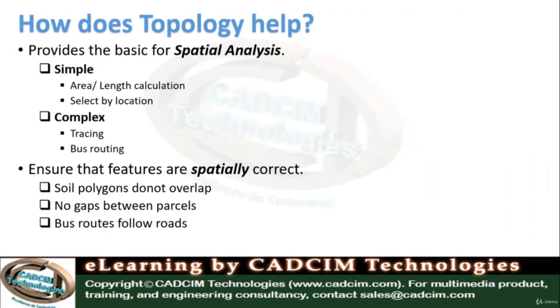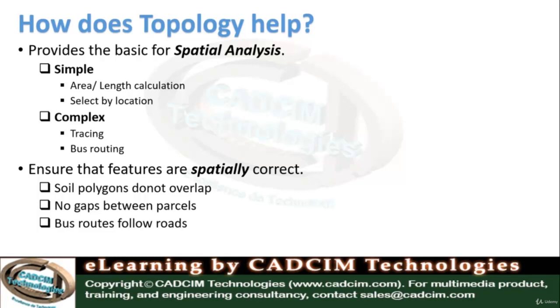Why in this world do we need topology? We need topology for a couple of big reasons. It provides the basic spatial analysis. So with GIS, we often want to know what feature is next to another feature or what road connects to a different road.